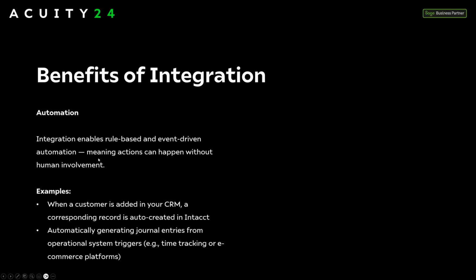Another benefit is automation. Integration enables rule-based and event-driven automation, meaning actions can happen without human involvement. An example of automation would be when a customer is added in your CRM, a corresponding record is auto-created in Intacct, or automatically generating journal entries from operational system triggers, for example from time tracking or e-commerce platforms.